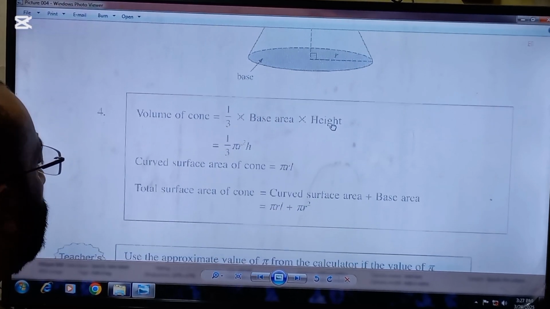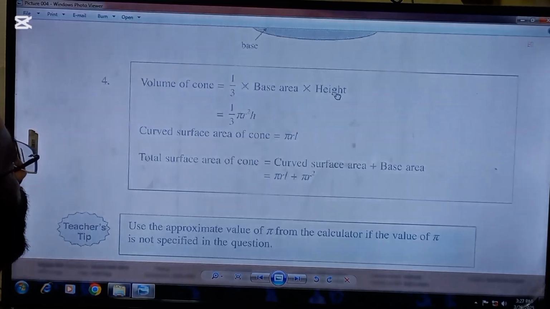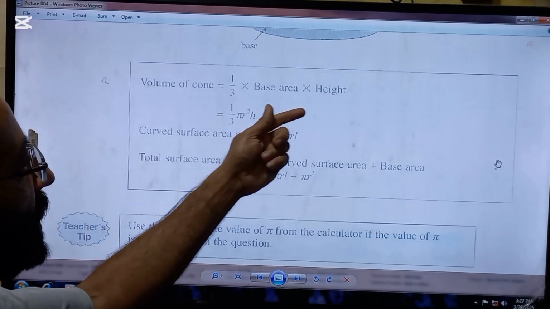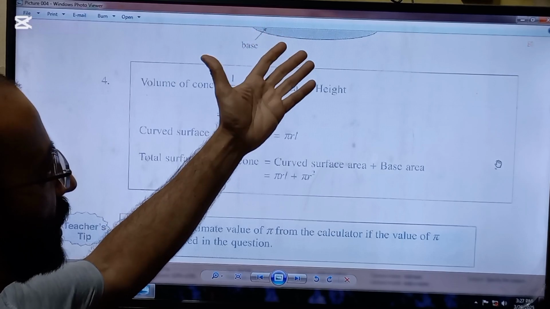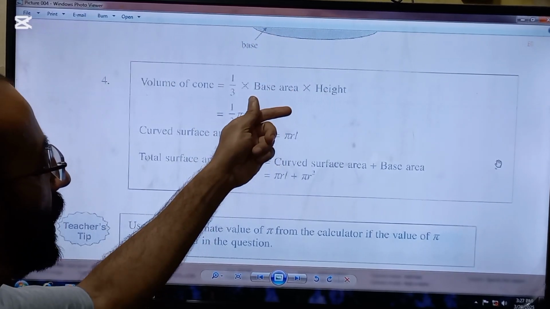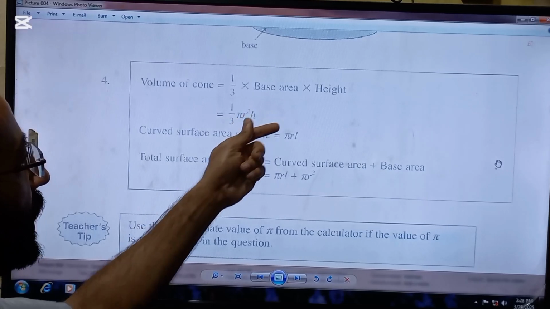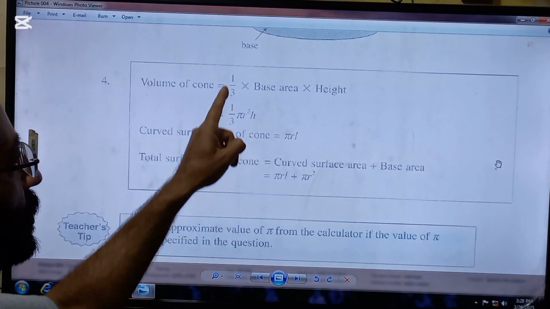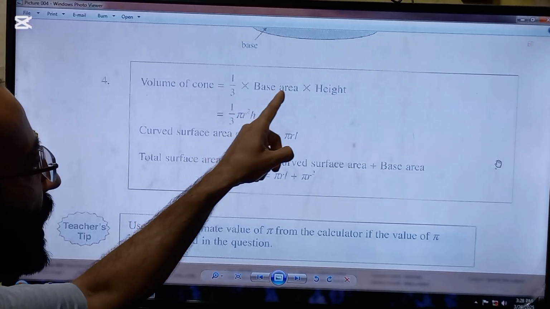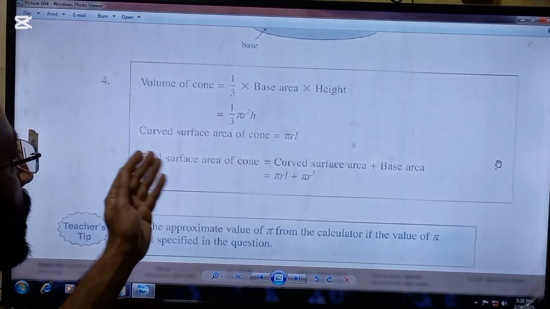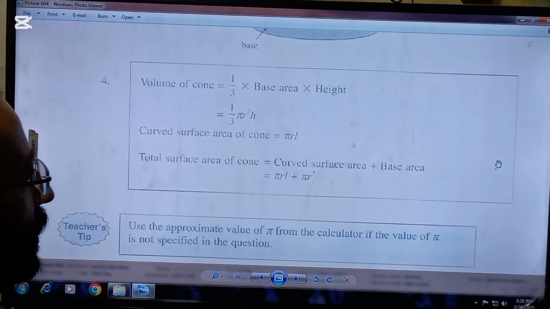Here are some formulas. The volume of the cone is 1/3 into base area into height. The base is a circle, so the area of the circle is pi r square, and the height will be h. So 1/3 will remain as it is, base area will be pi r square, and height will be h.